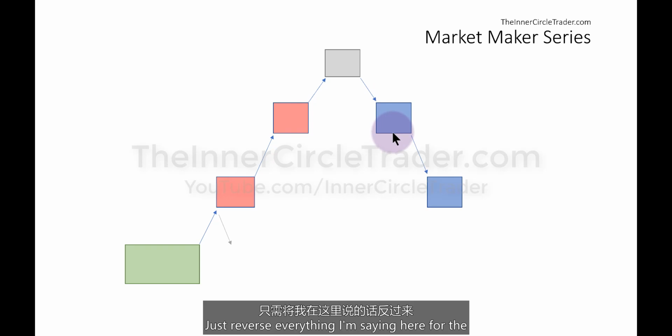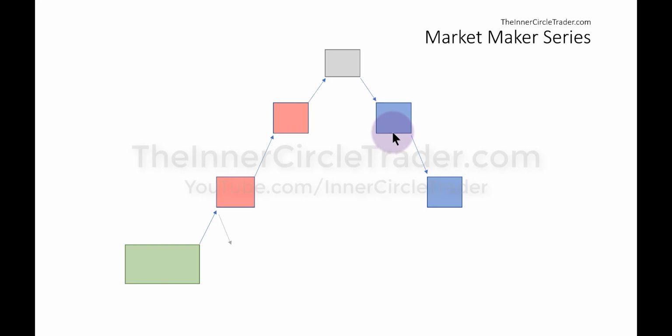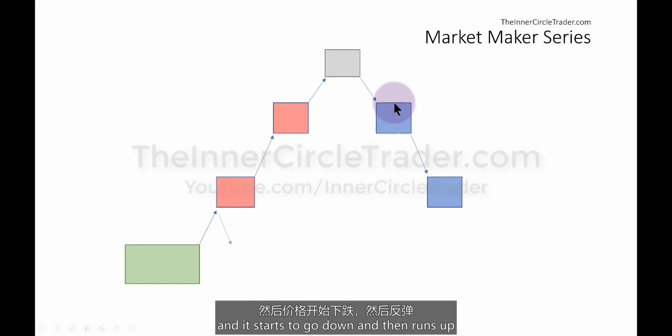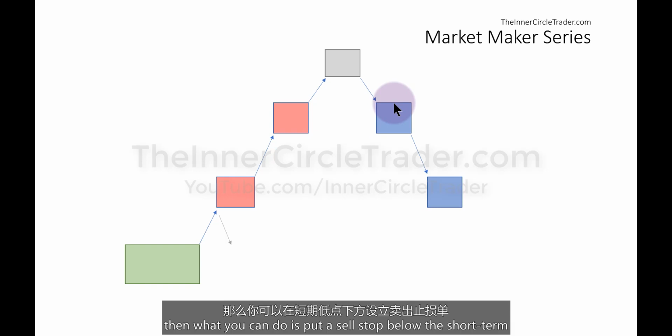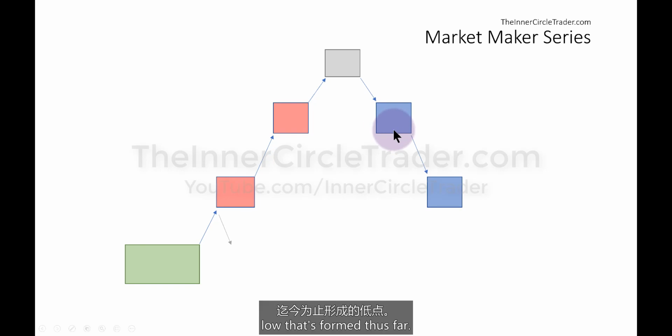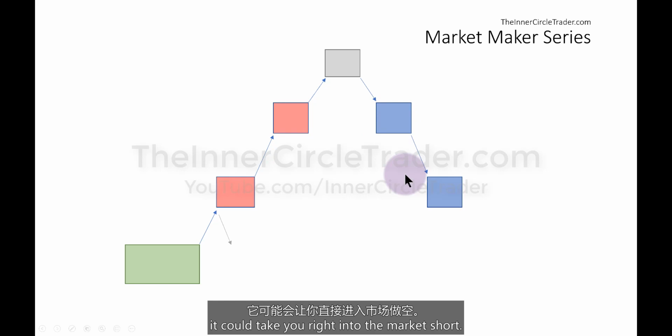Just reverse everything I'm saying here for the other one. If you take an optimal trade entry, sell here, and it starts to go down and then runs up and takes you out of the trade, then what you can do is put a sell stop below the short-term low that's formed thus far. And if the market goes down there, it could take you right into the market short.